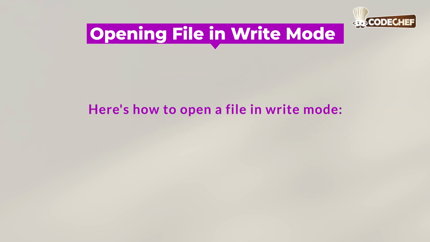Here's how to open a file in write mode. Now let's break this down. FILE * file declares a file pointer, just like in read mode, and fopen opens the file. Here, output.txt is the file name and w means write mode.